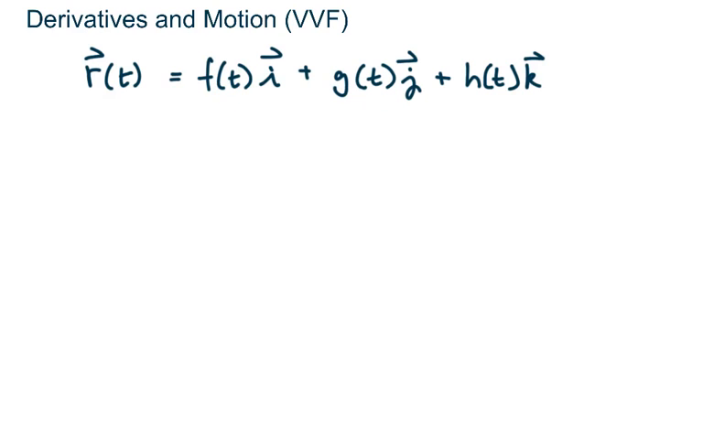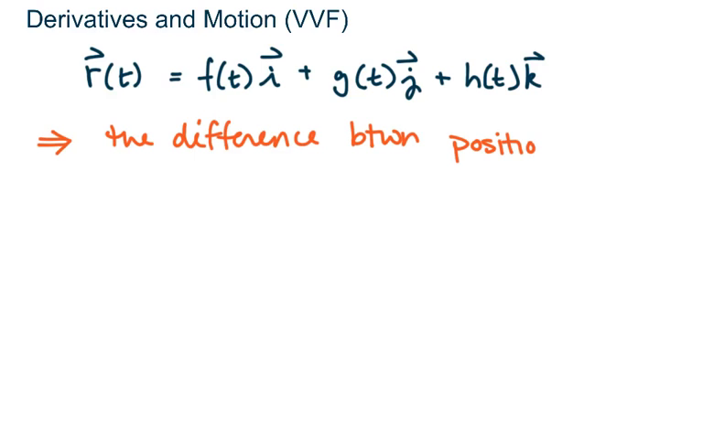Each of these three components, f, g, and h, are all differentiable functions of t. So let's look at the difference between time and then some future time. So what we can say here is then the difference between a position at, say, t, and then further along t plus delta t. So that would be the vector.